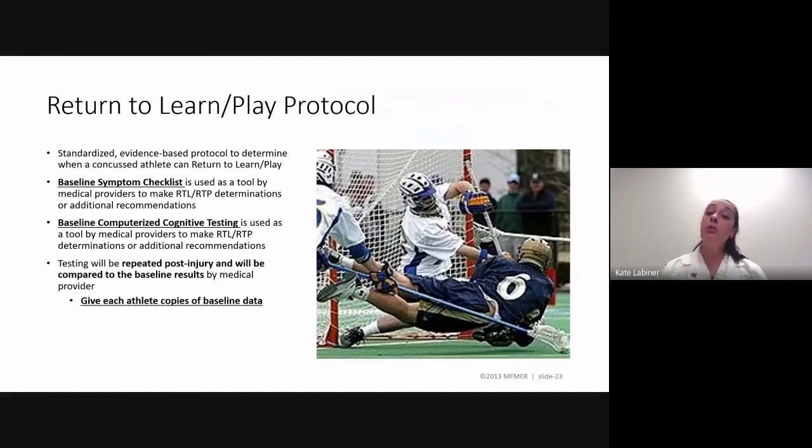There are return to learn and return to play protocols which are in place to help. So what we do is we're going to have a symptom checklist that's going to be used to determine kind of where you are. We also then add in that computerized testing like impact testing, and you're going to repeat the post injuries comparing it to the baseline. Now you want everyone, if your child has had a copy of their baseline testing, to have a copy of that on you to make sure that then you could take it and we'd be able to look at it versus what they have right now.